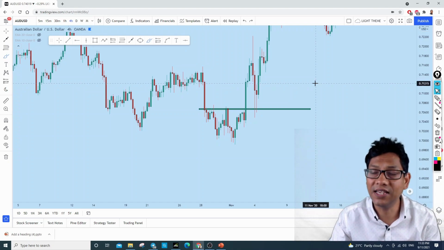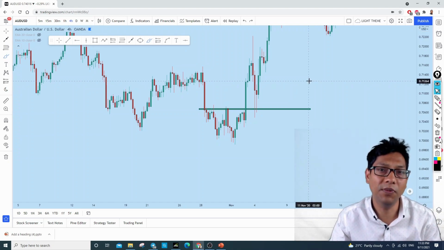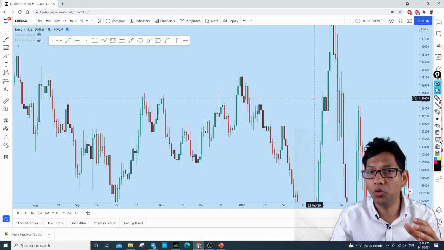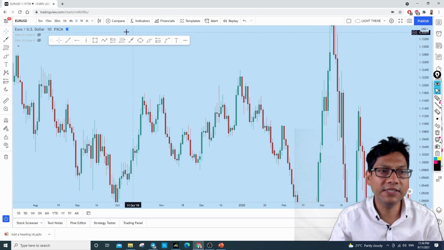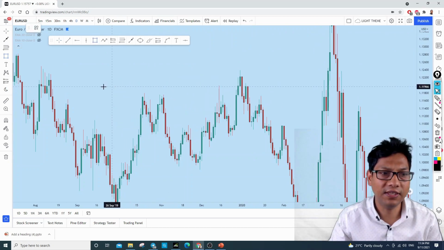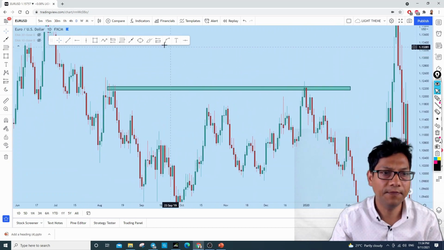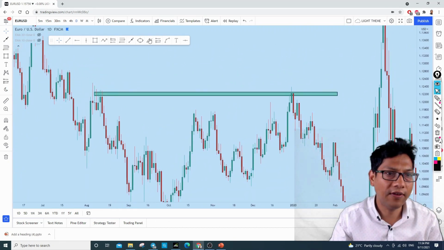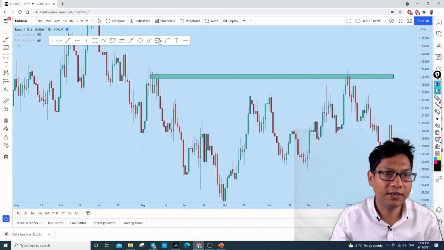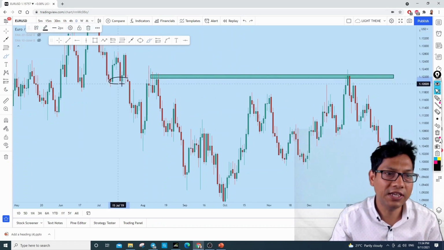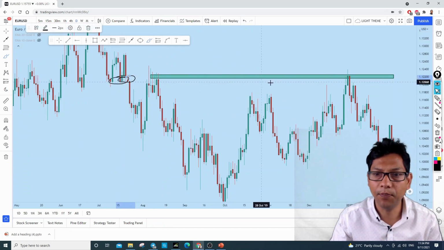Let's see another example of double top formation. Okay, so let's see this example of euro dollar daily time frame. Now as you can see, this level is a very important level of resistance on the daily. In the past, quite a few candles from here back to back rejected from here, creating a resistance, and also in the past here this level acted as a support here.